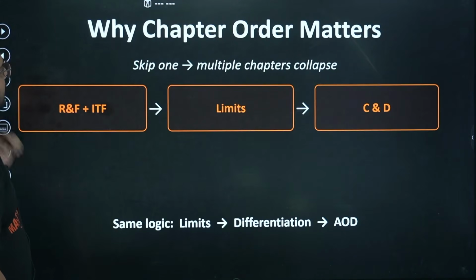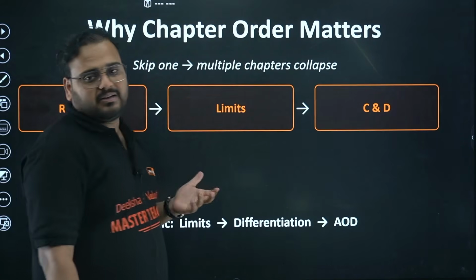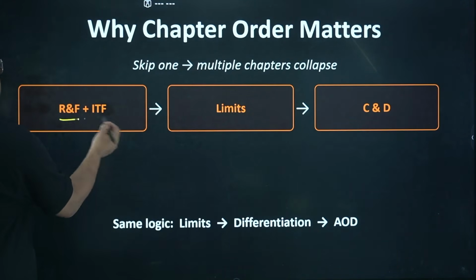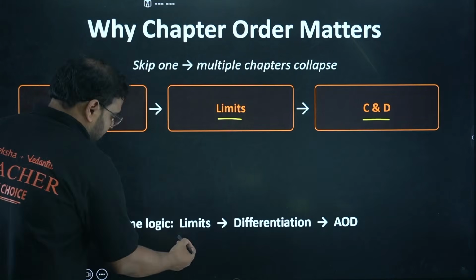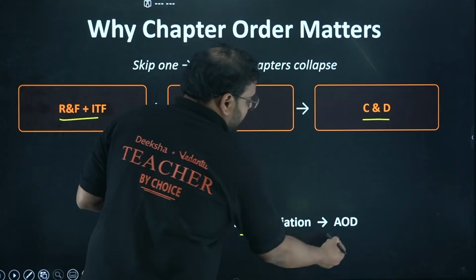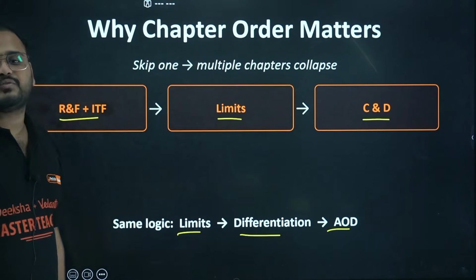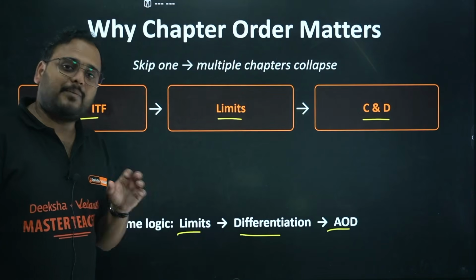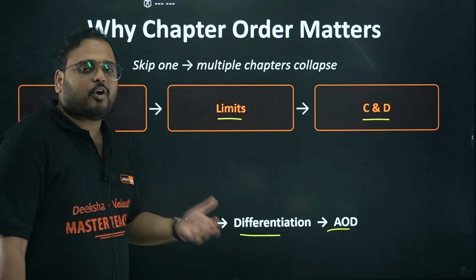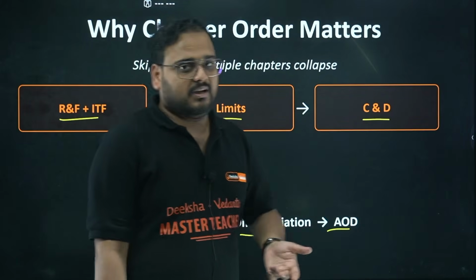Okay, sir. Next, why chapter order matters. As I mentioned, if you know relation and function, ITF, it will help you in limits, it will help you in C and D. If you know limits properly, you can do differentiation, you can do AOD. So there is a sequence of chapters you should do in that way. You should clear your backlogs in that order. It will help you in your current or ongoing chapters in the class.